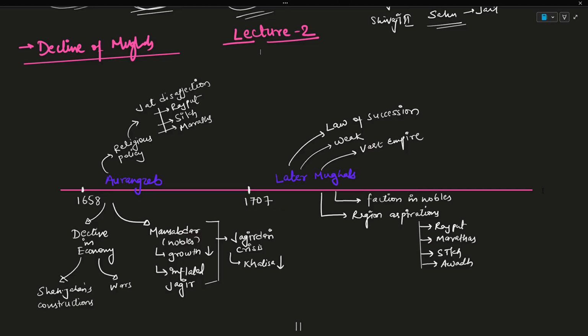So this lecture 2 will be a very short lecture. It will be within 15 minutes, I guess. I'm shooting this, but I guess it will be within 15 minutes. Okay, so let's start. It is about the decline of Mughal Empire.